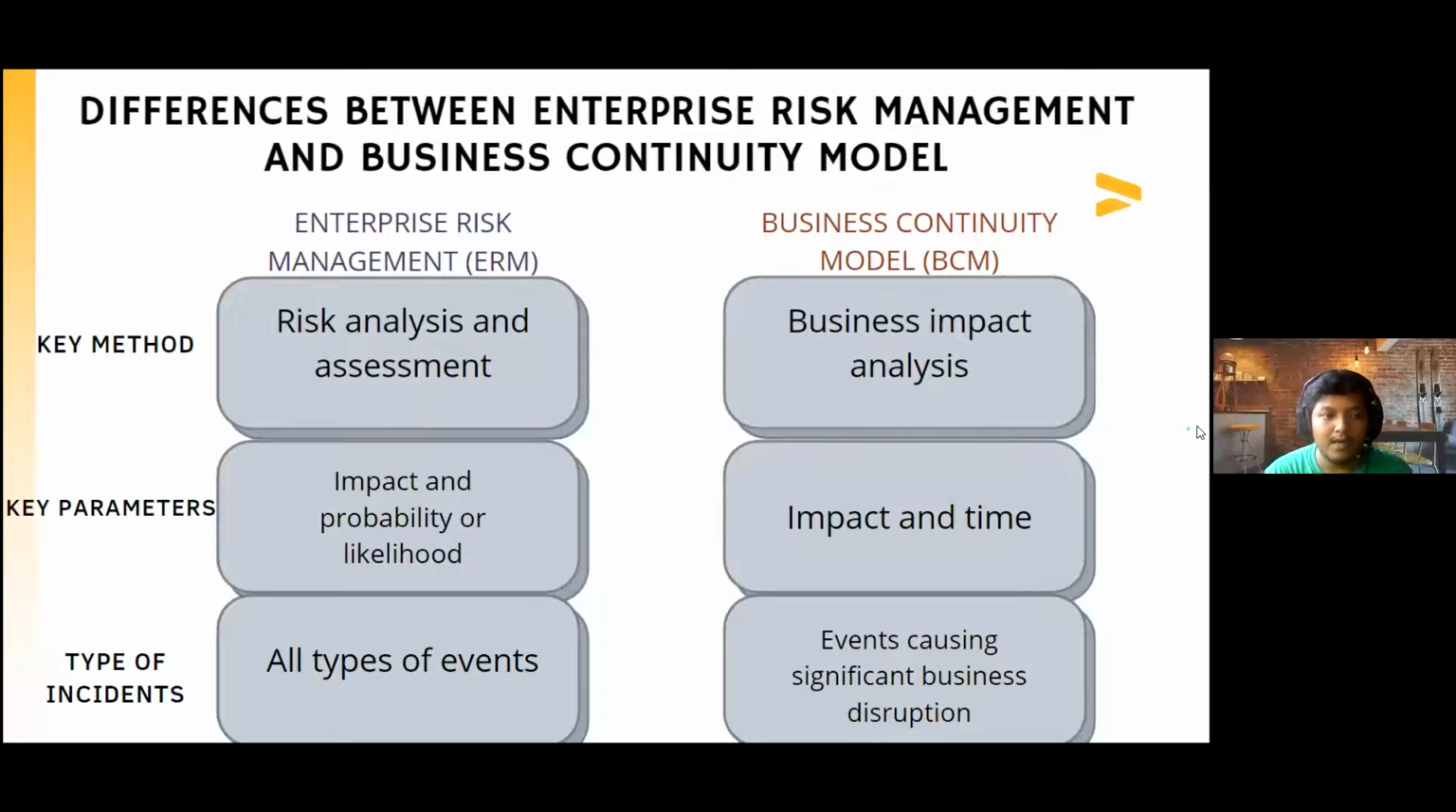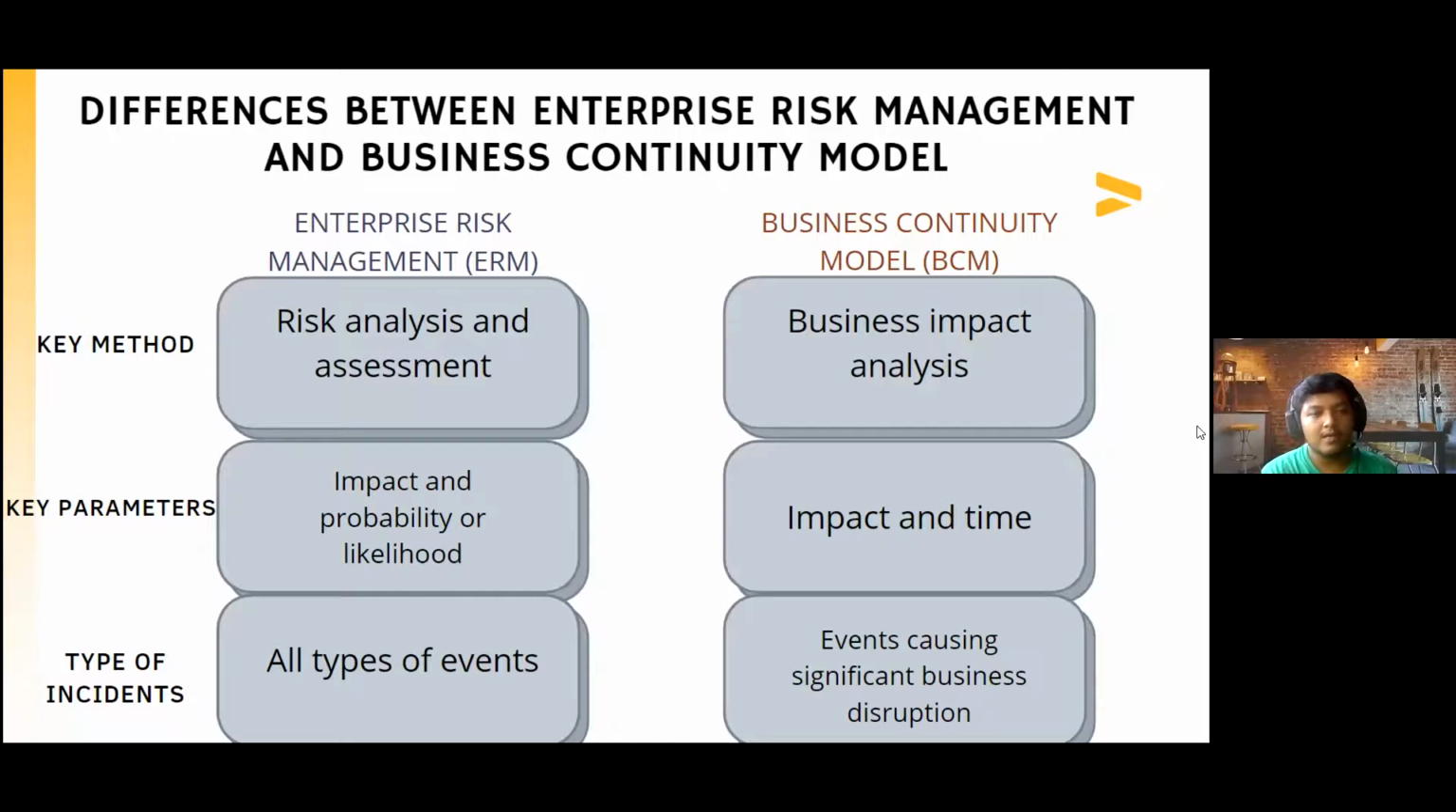Next, we are getting into the scope of the key parameters of this process. Firstly, for ERM, enterprise risk management, the impact is evaluating the risk related to its impact or probability or likelihood. So it impacts the whole situation in the organization, while the business continuity model is concerned with impact and time. So it is concerned significantly with these parameters.